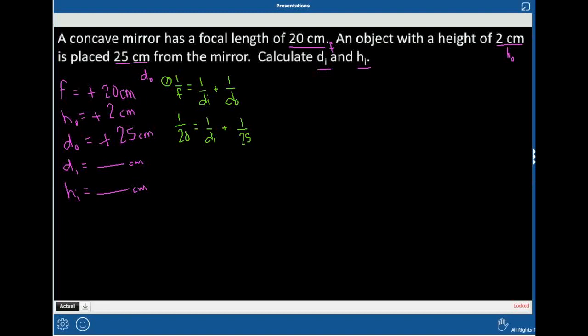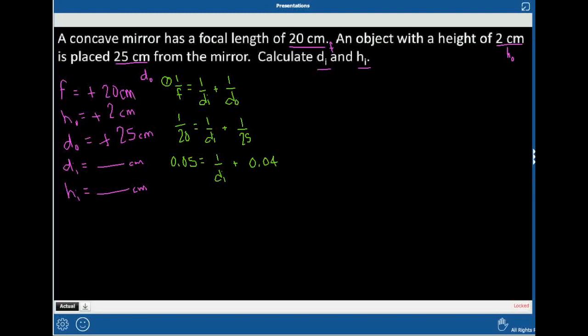Okay, now I have this. I hate fractions. I don't know about you guys, but I hate fractions. So the first thing I'm going to do is transform this into a decimal because it's easier for me to add and subtract decimals than fractions. So I'm going to do 1 divided by 20, and I'm going to get this. I'm going to do 1 over 25, and I'll get that number.